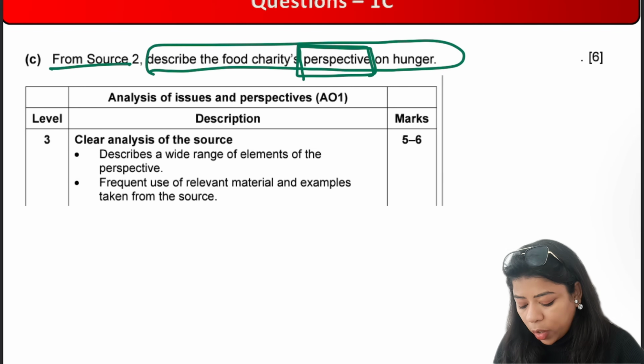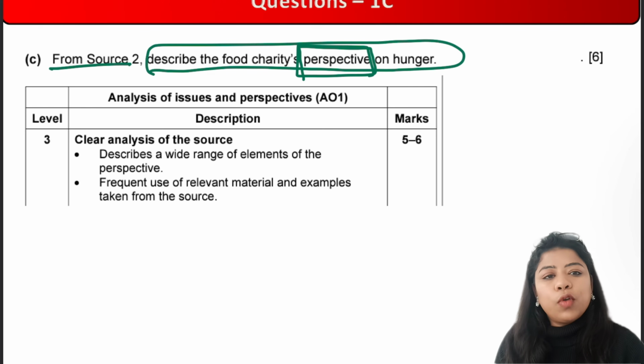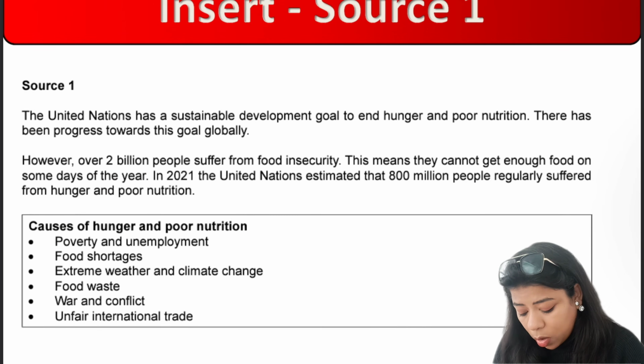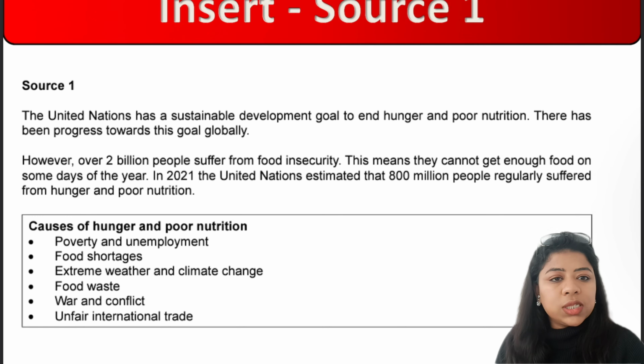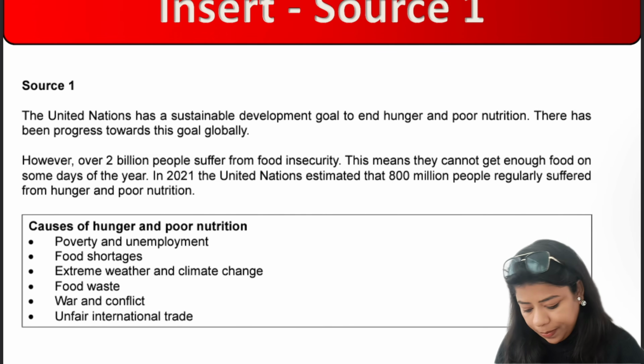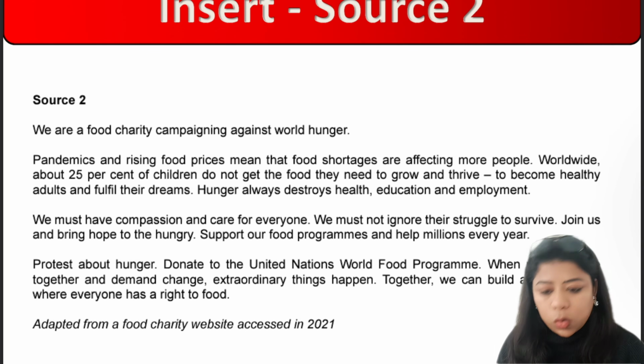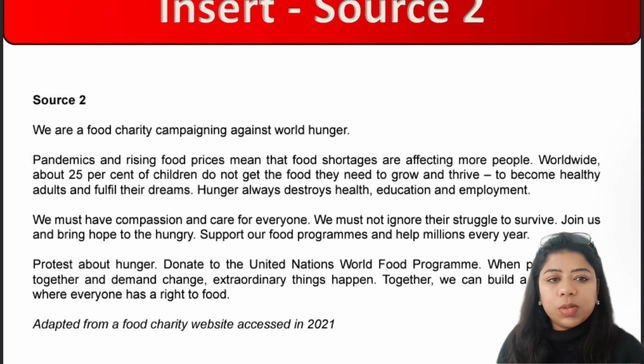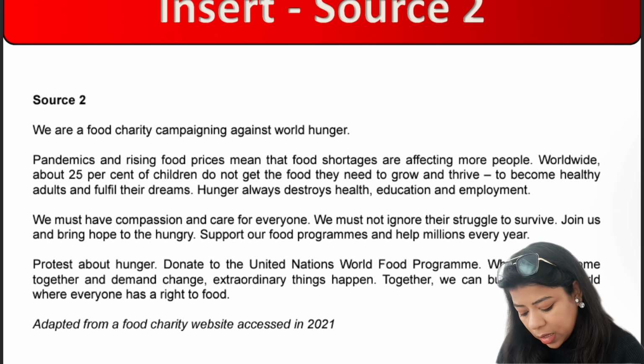I'm simply moving to question number 1C from question 1. I'm going to give you 2 minutes to pause the video over here and completely read this insert. You have read this insert, that is source 2. Now the first thing that we are going to do is highlight all the perspectives for food hunger by this food charity.